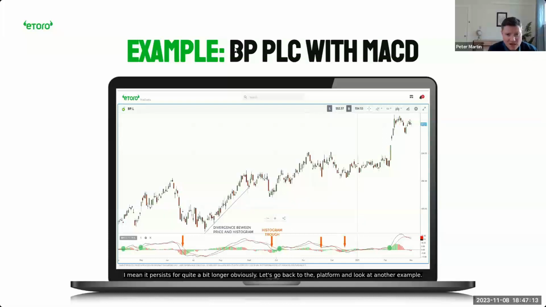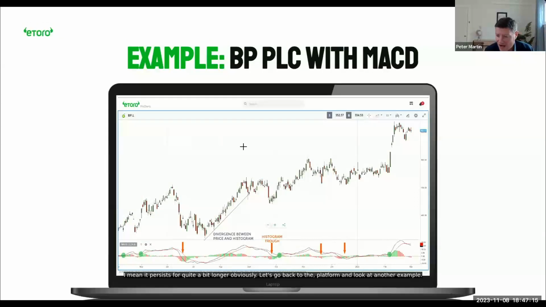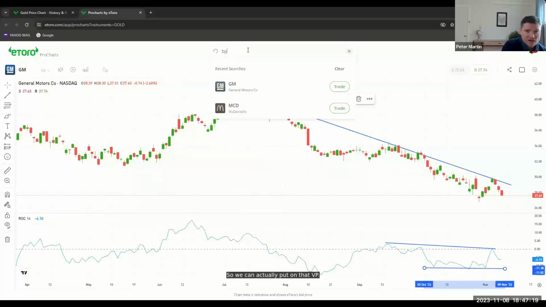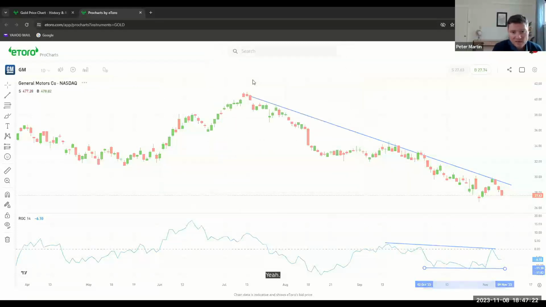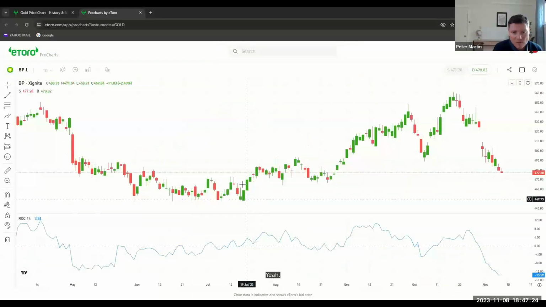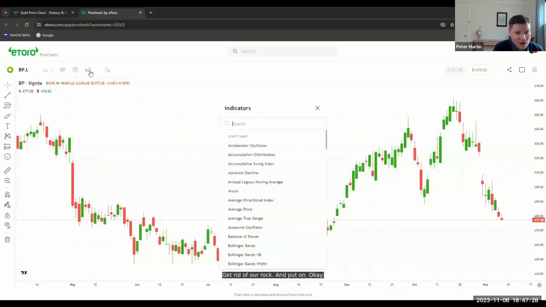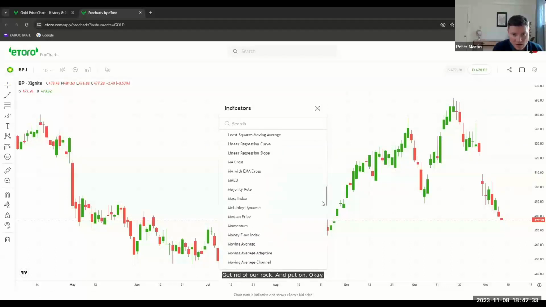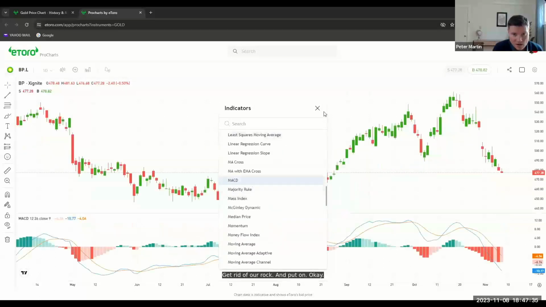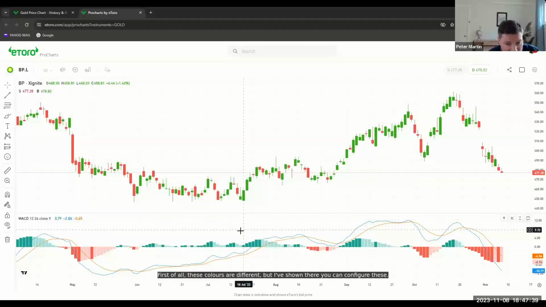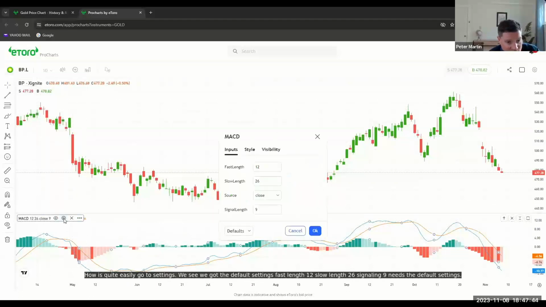Let's go back to the eToro platform and look at an example. So we can actually put that on here. Get rid of our ROC and put on MACD. So first of all, these colors are different to what I've shown there. You can configure these colors quite easily. Go to settings.